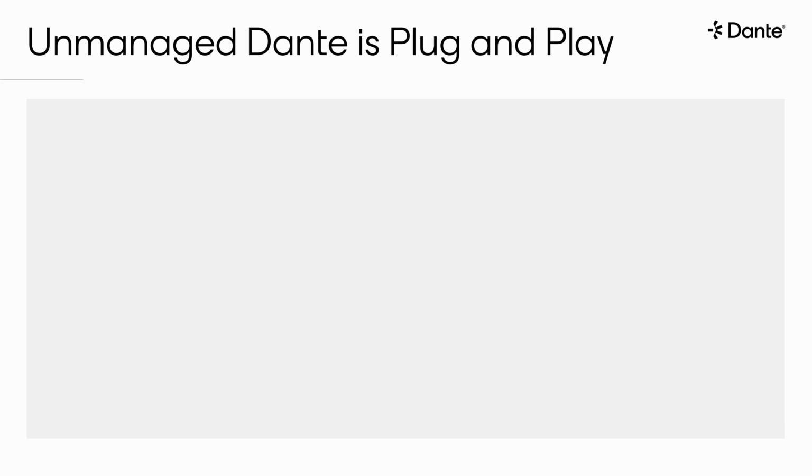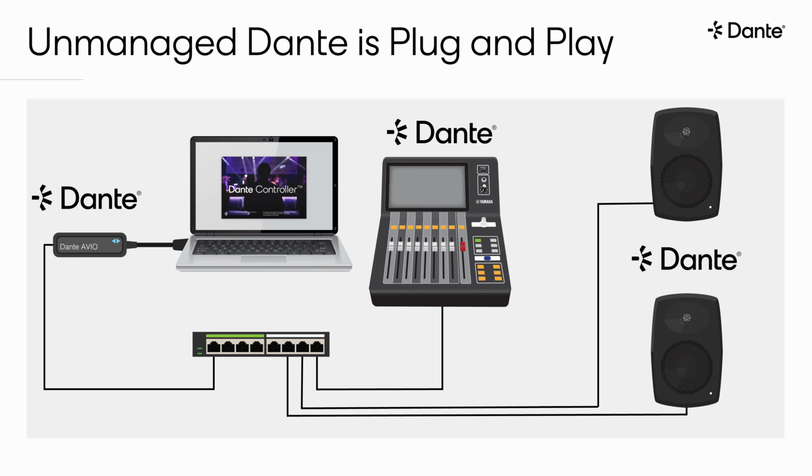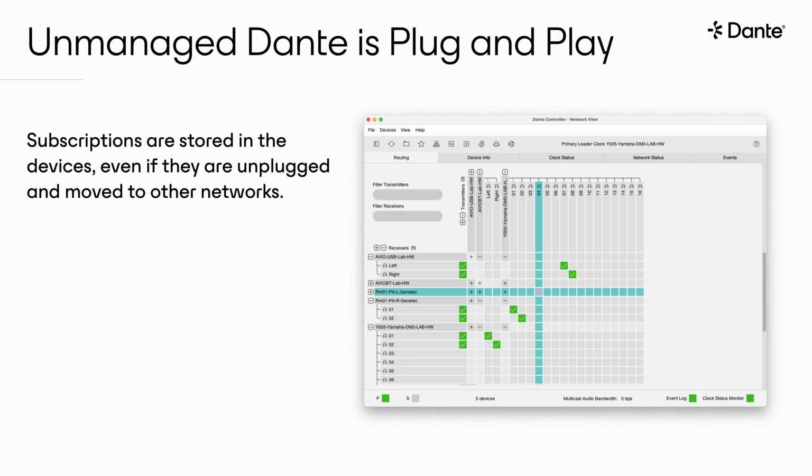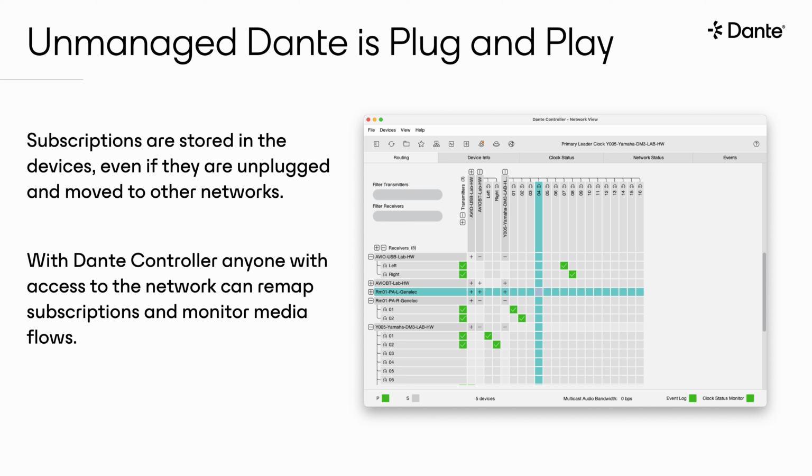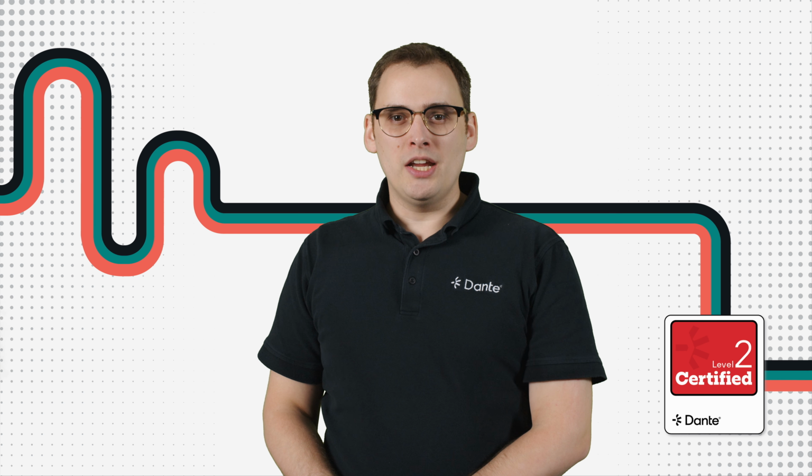When you first start using Dante, you'll likely want to get things up and running quickly. We make that easy. Just plug the devices into your network, launch Dante Controller, and quickly establish subscriptions between devices. These subscriptions are stored in the devices themselves and remain intact even if they are unplugged and moved to new networks. With Dante Controller, anyone with access to the network can remap device subscriptions and monitor media flowing to and from the devices. This type of setup is referred to as an unmanaged Dante network.